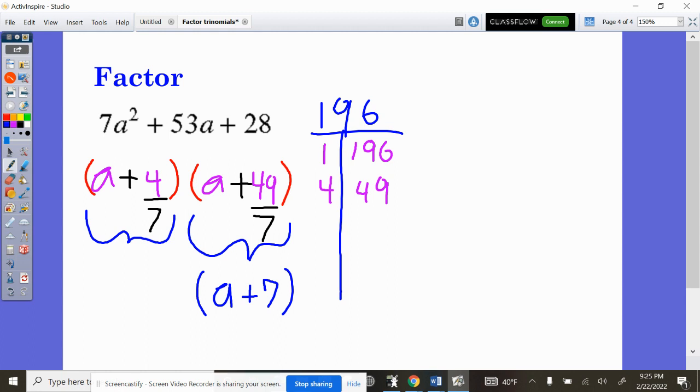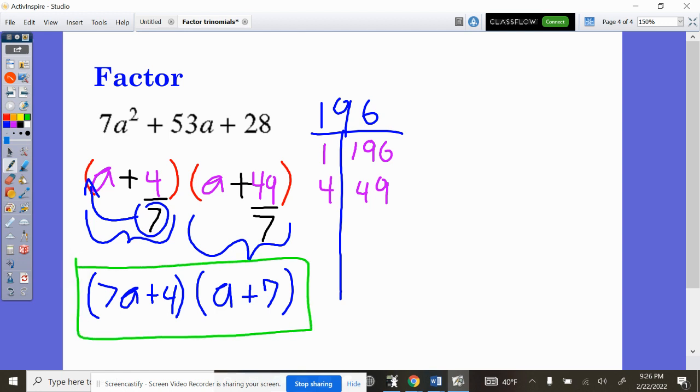So if you do get a decimal, make sure you understand that what you do is you get the number on the bottom and you write it in front of the A. So if I do that, I'm going to have 7A plus 4. And ladies and gentlemen, these are our two factors for our problem.